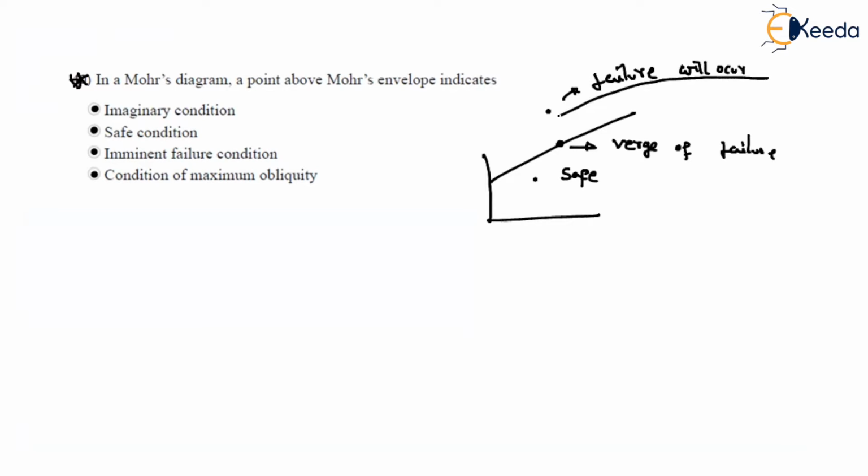Is such a value really possible in reality? No. By the time the stress crosses this line, the failure would have happened. So that's why, what about this envelope? That region we will call an imaginary condition. Okay, always remember this. The safe condition is when the point is below the envelope, and the imminent failure condition is exactly on the envelope. Now move on to the next question.